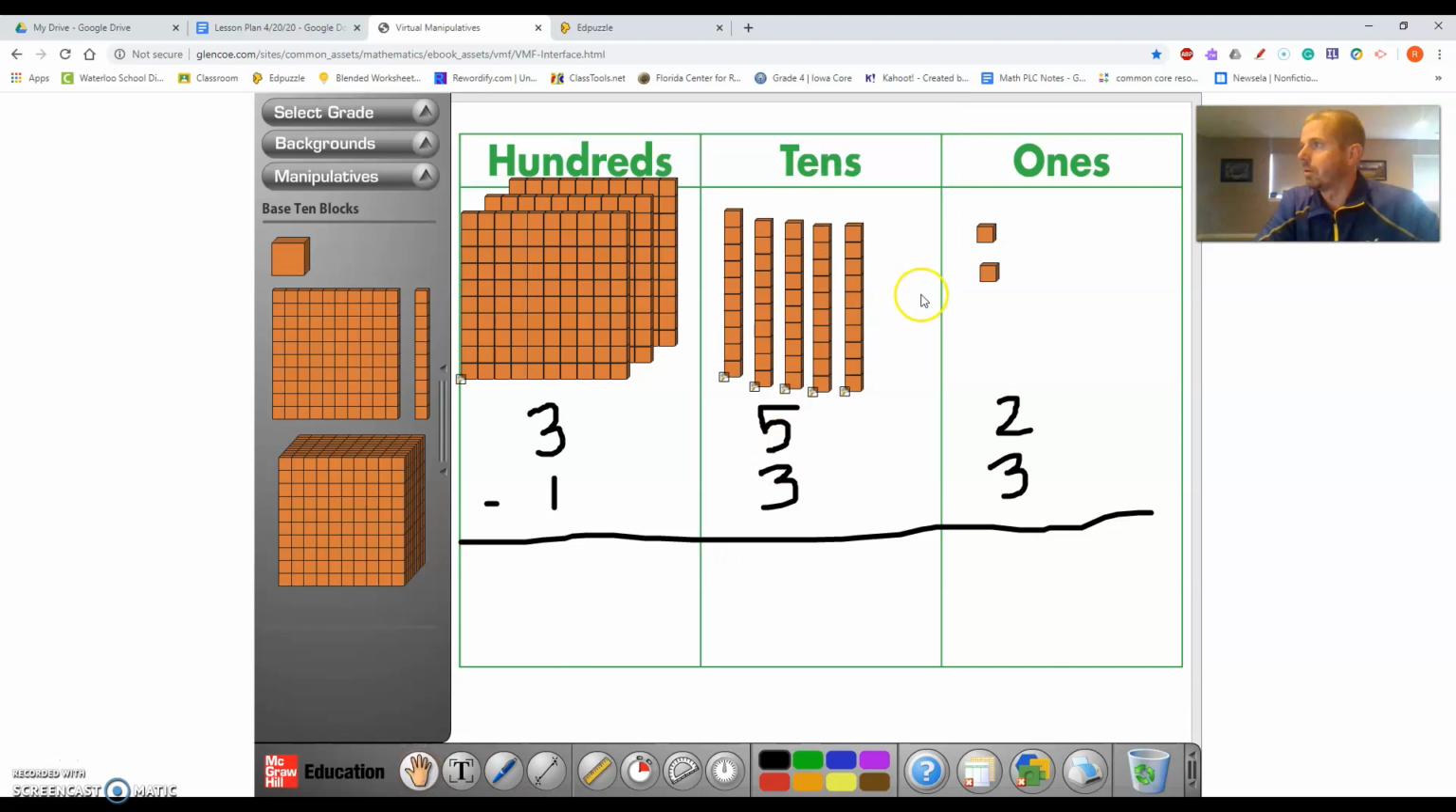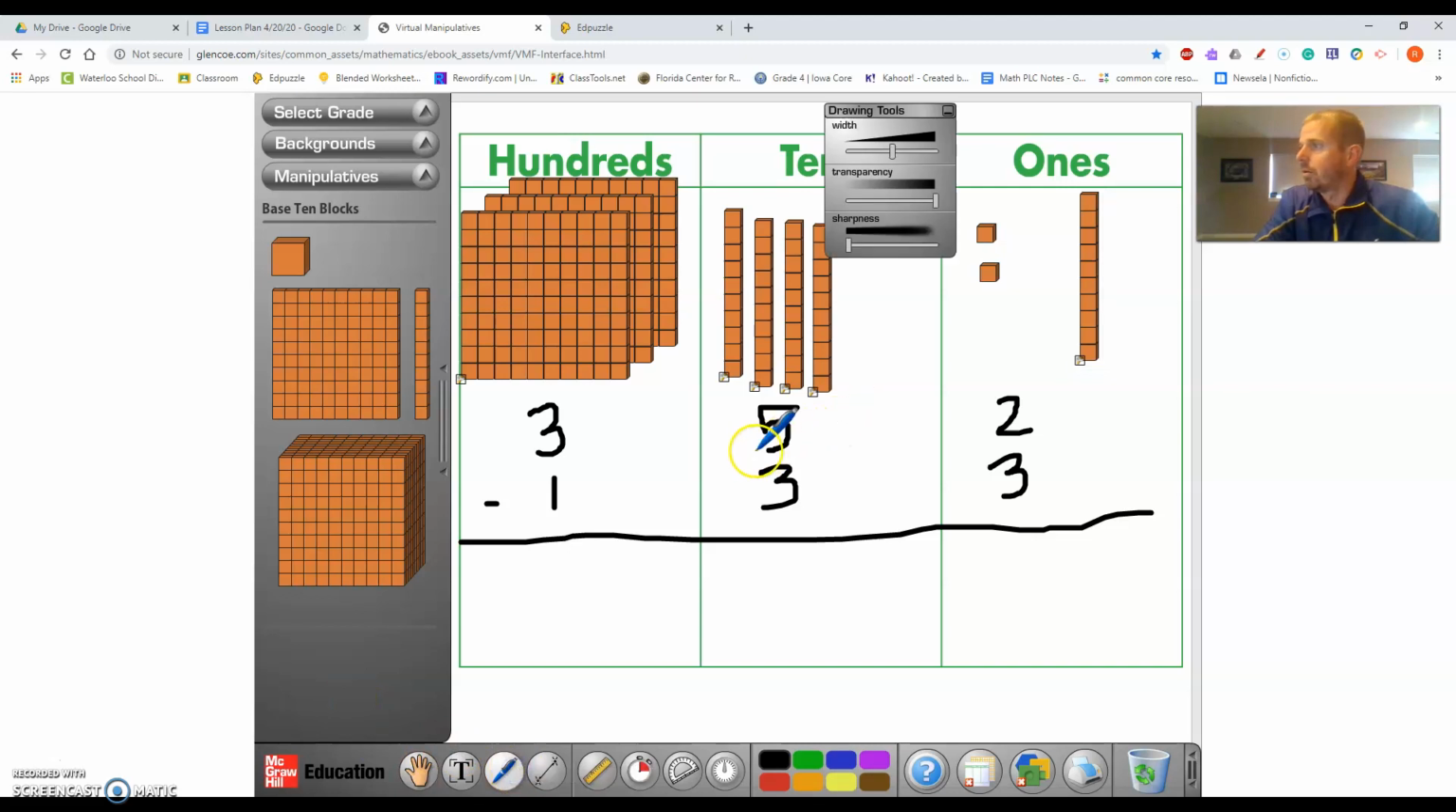Okay, so now what I'm going to have to do is go next door to my tens place and take 1 ten away. Now, I have to make sure to record that so that that does not cause me to make a mistake later. And I always circle anything that I regroup. It's just easier for me to see.